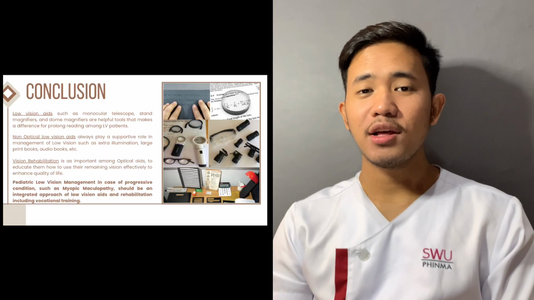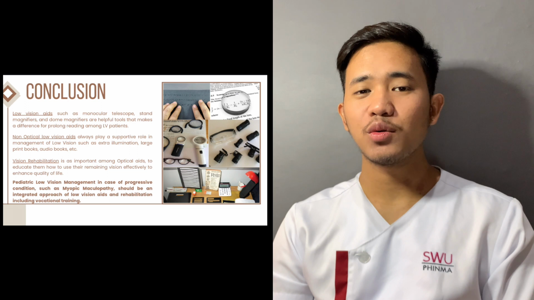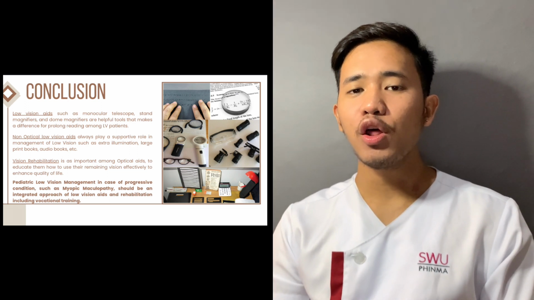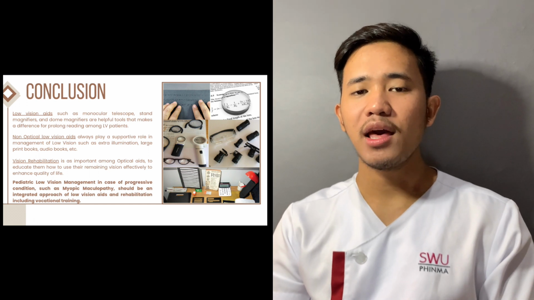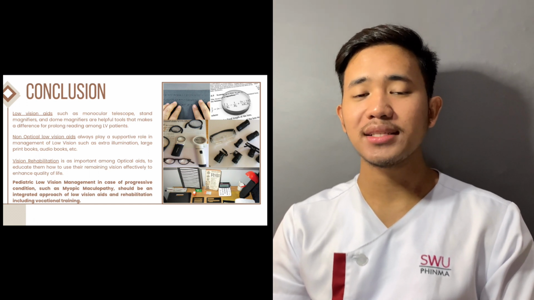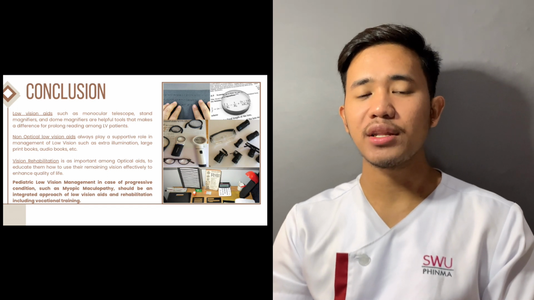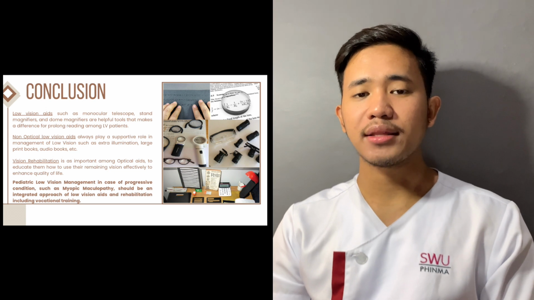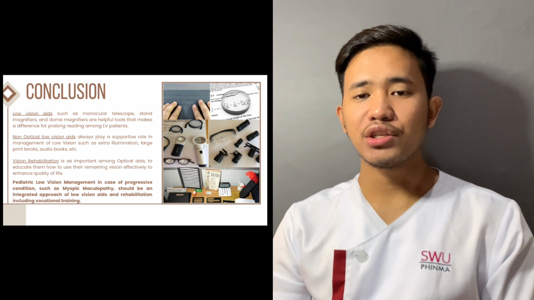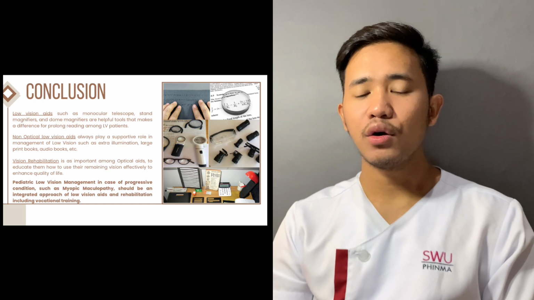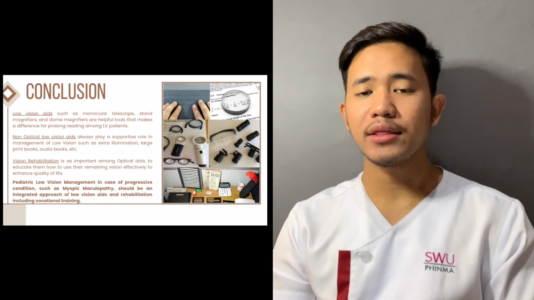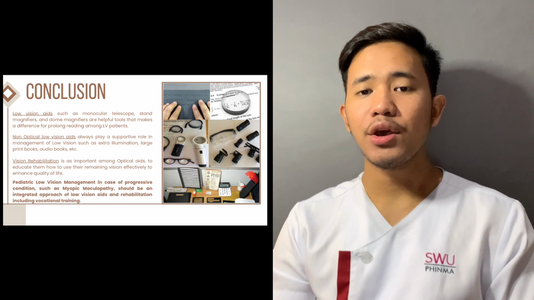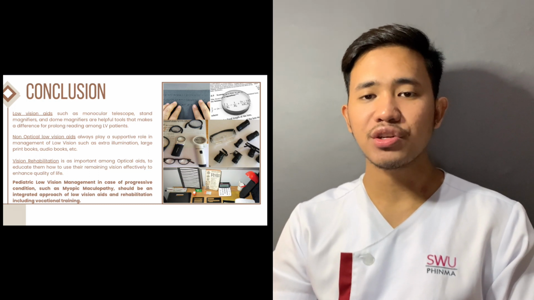For the conclusion, low vision aids such as monocular telescope, stand magnifiers, and dome magnifiers are helpful tools that make a difference for prolonged reading among low vision patients. Non-optical low vision aids always play a significant role in management of low vision, such as extra illumination, large print books, audiobooks, etc. Through integrated education, both optical and non-optical low vision aids can help people regain or maintain their independence. Vision rehabilitation is as important as optical aids to educate them how to use their remaining vision effectively to enhance quality of life.